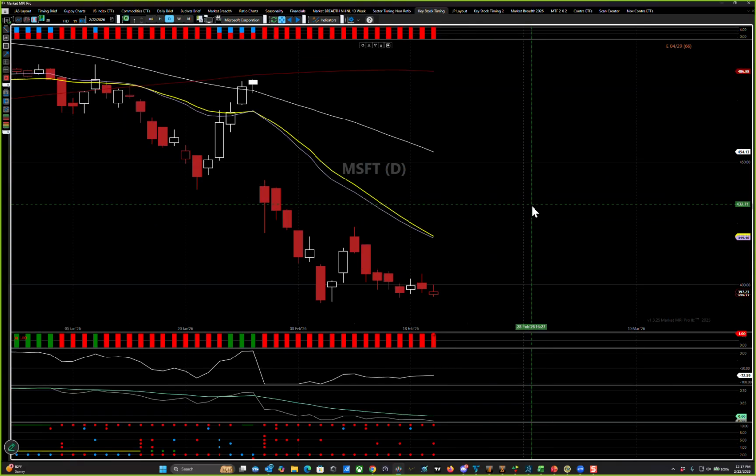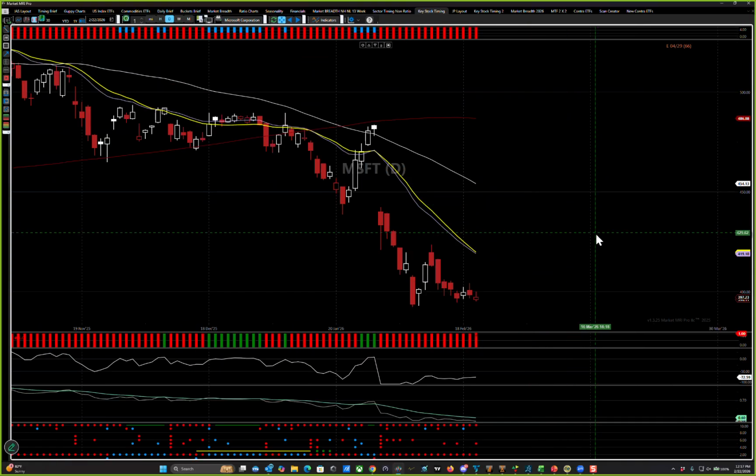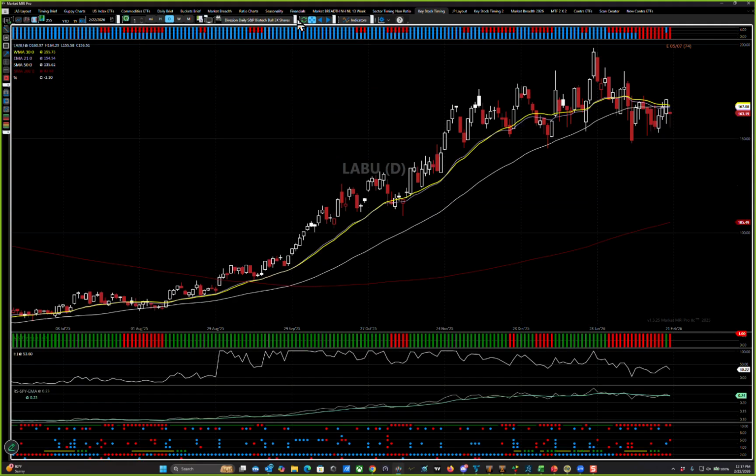Microsoft, this is the one that is troublesome. There's no proof of life in this thing. Eventually, I think people are going to start buying it because it's a value stock, but there's nothing there right now, in my opinion. And then I go to my favorite ETFs, Labu.